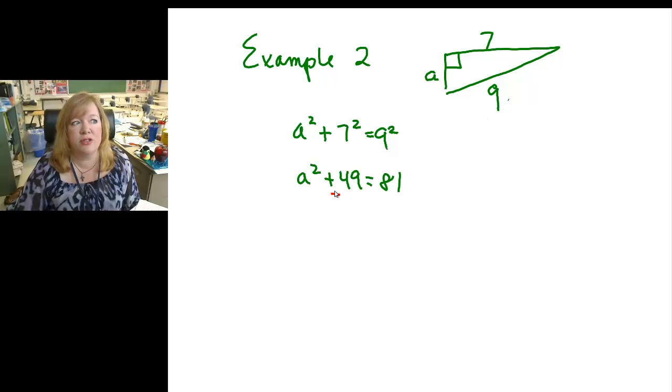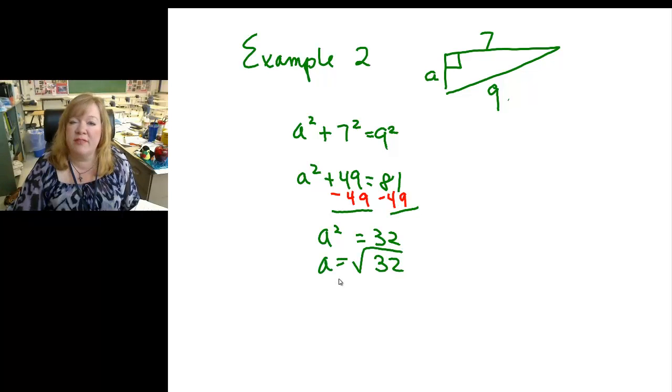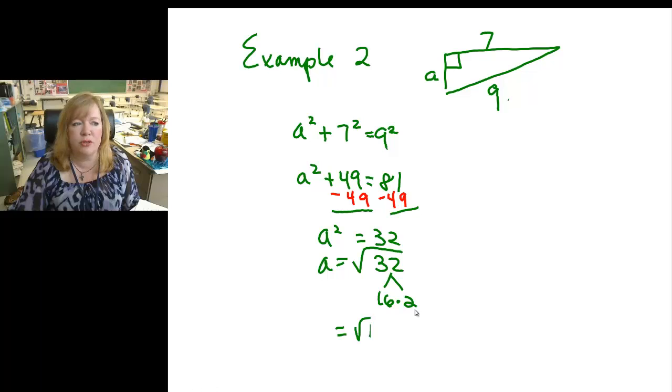So we're going to take a squared plus 49 equals 81. We'd subtract 49 from both sides. And we get a squared equals 32. Root it. Now, some of you might have left it as the square root of 32. I want you to recall how to simplify these square roots. You look for the largest perfect square that goes into 32. In this case, 16 times 2 is 32. So we can break that apart and take the square root of 16 times the square root of 2, which is going to be 4 square roots of 2.